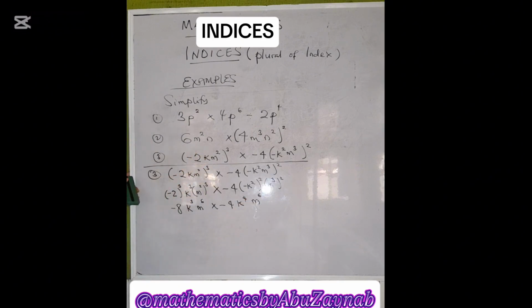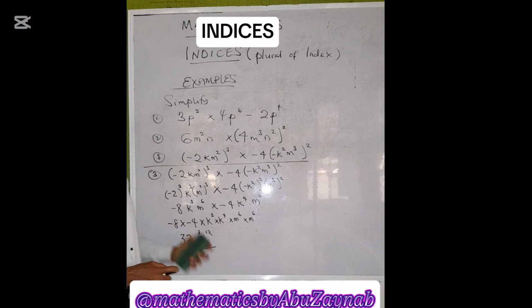So we are done with the expansion of the brackets. The next thing is to multiply the numbers. So we have minus 8 times minus 4 times k cube times k^4 times m^6 times m^6 again. So minus 8 by minus 4 is minus 32. Sorry, plus 32. Sorry about that. Because minus times minus is plus. Then k^3 times k^4 is simply k^7 by adding the powers. Then m^6 plus 6, m^12. And that's the answer to that question as well.